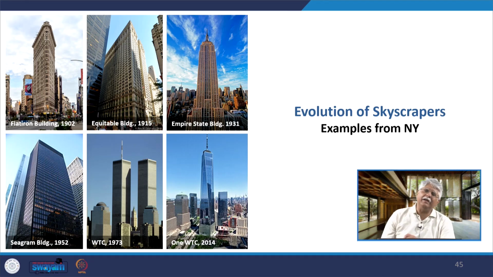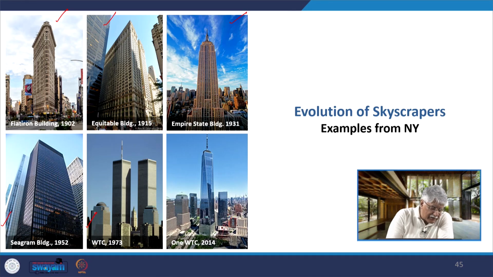So let's go back again to New York and see how skyscrapers evolved there. We have the Flatiron building in 1902, the Equitable building which resulted in the 1916 zonal regulation, or bylaws, in 1915. We have the Empire State building that came up as a result of the zonal regulation, the tallest building at that time in the world in 1931. The Seagram building, which is the very epitome of what a glass and steel building would be in the 20th century heading into the 21st.